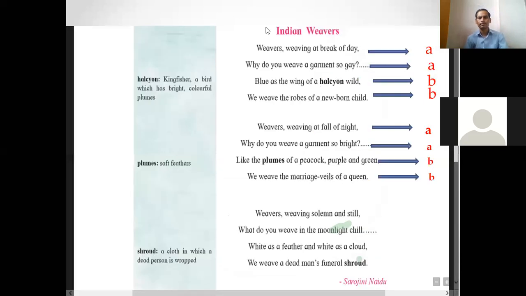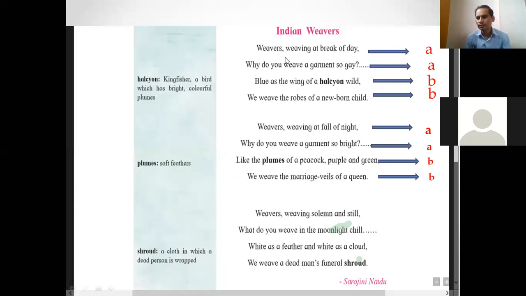Now the last thing that I want to talk about in the poem is the rhyming scheme. So what is the rhyming scheme and how can we identify it? I think in the last class also we discussed the rhyming scheme. You have to observe the last letters and read them with the pronunciation of the last words. We have to observe more here, and as per that you can use the rhyming scheme.